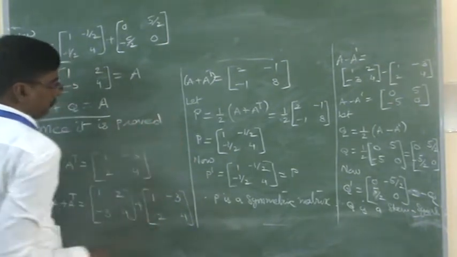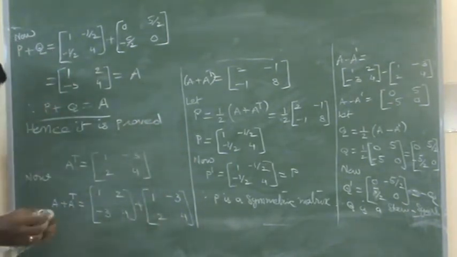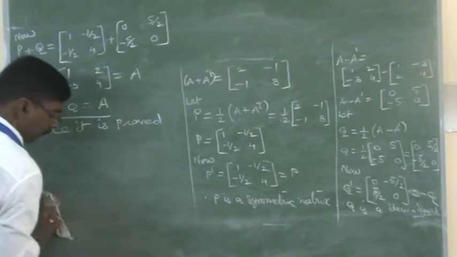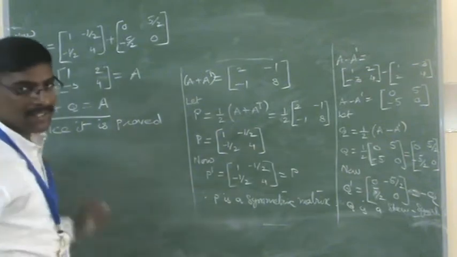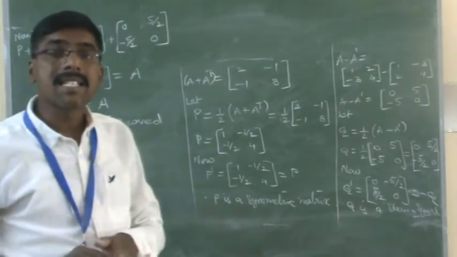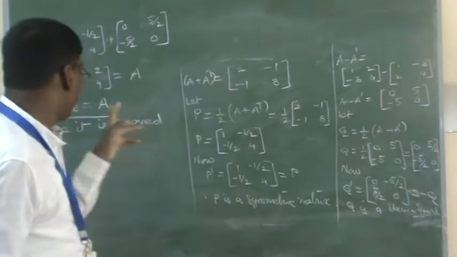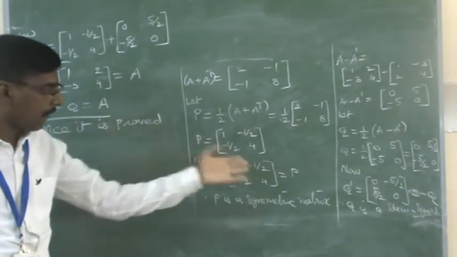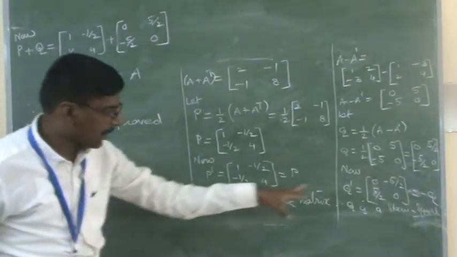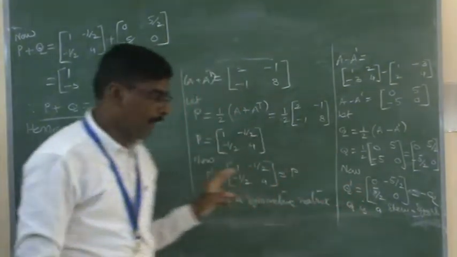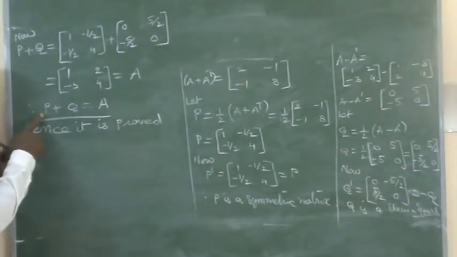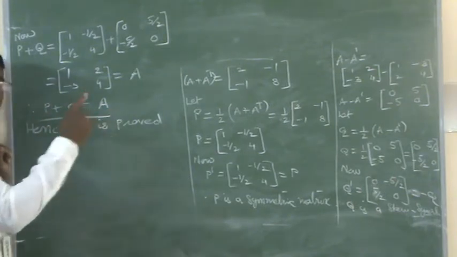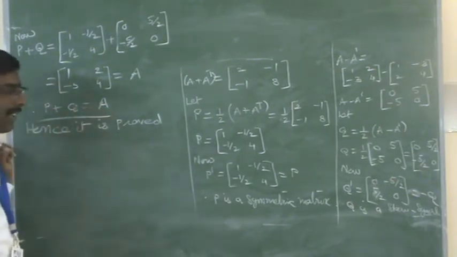This is our answer. That's important for a 3 mark question. The topic is expressing the given matrix as the sum of symmetric and skew symmetric matrices. Already we proved P is a symmetric matrix, Q is a skew symmetric matrix. Whenever we add a symmetric and a skew symmetric matrix, we will get the same matrix. So our answer is, hence it is proved.